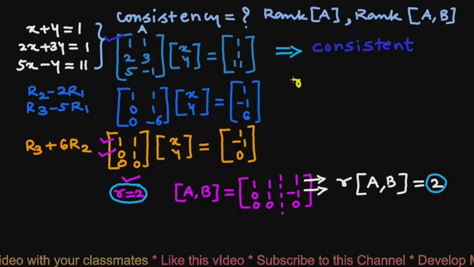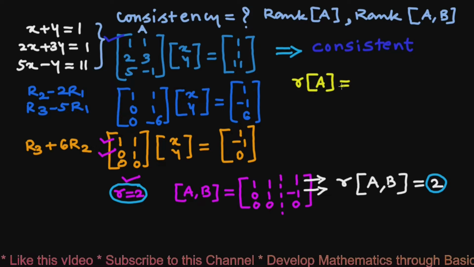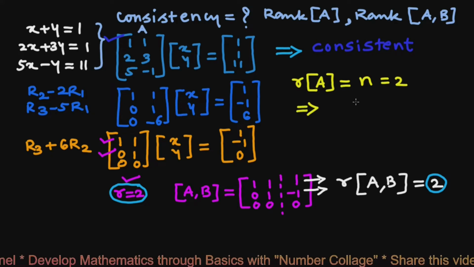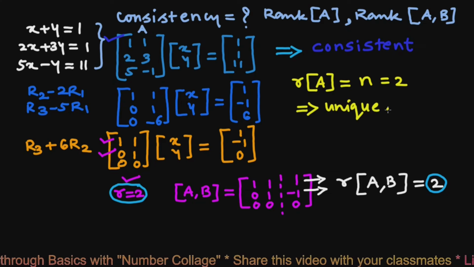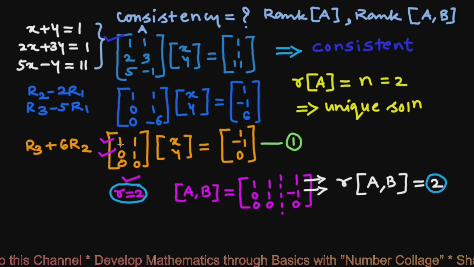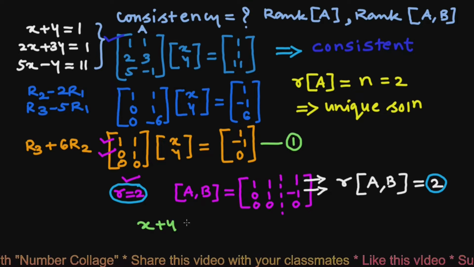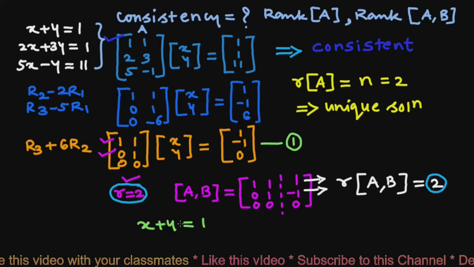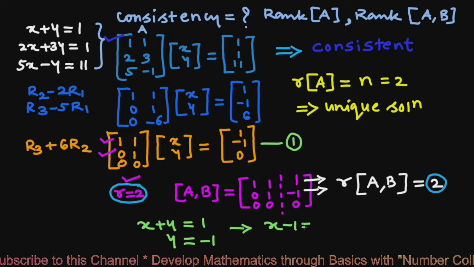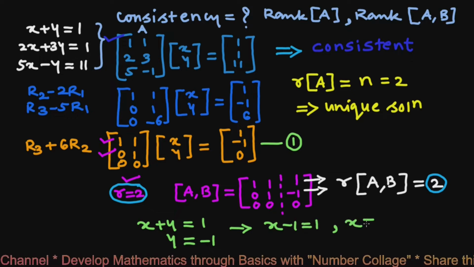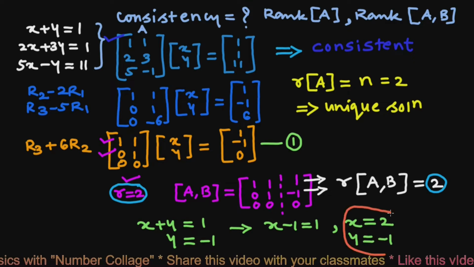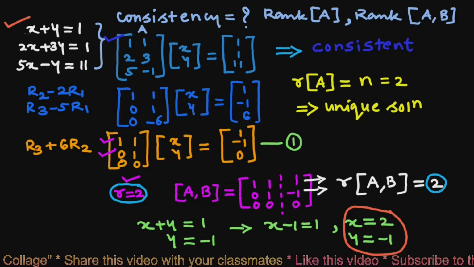Moreover, since the rank of matrix A equals the number of unknowns n, which is 2, this implies that these equations have a unique solution. Now from equation 1, matrix multiplication gives x plus y equals 1 and y equals minus 1. That gives x minus 1 equals 1, or x equals 2. So x equals 2 and y equals minus 1 is the unique solution of this system of equations.